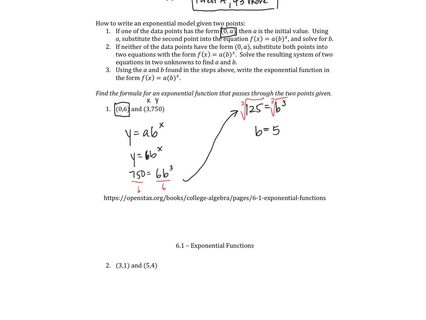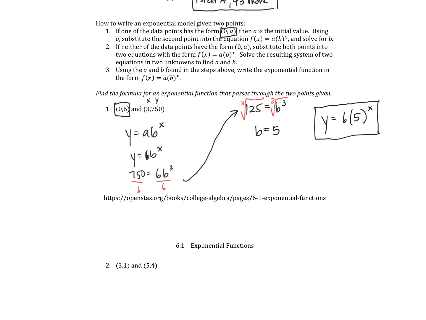So now we have an a and a b. When you're writing a formula for an exponential function, you want to have a and b as numbers, and the y and the x are the variables. So you'll have y is equal to 6 times 5 to the x. So you have a number plugged in for the a and a number plugged in for the b. That is your formula.